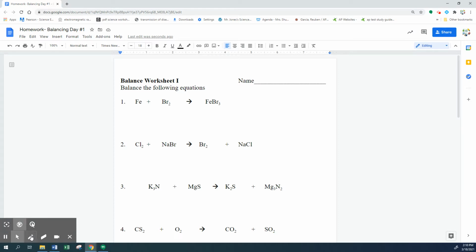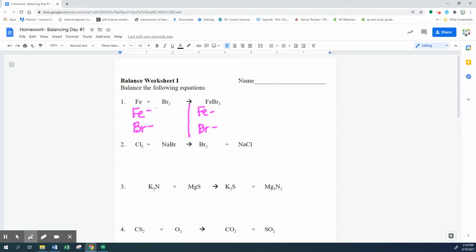So we have our first problem. Fe plus Br yields iron bromide. I'm going to draw my line. Then I'm going to list my elements. For my reactants, I have iron and bromine. For my products, I have the same. And I'm going to list them in the same order.